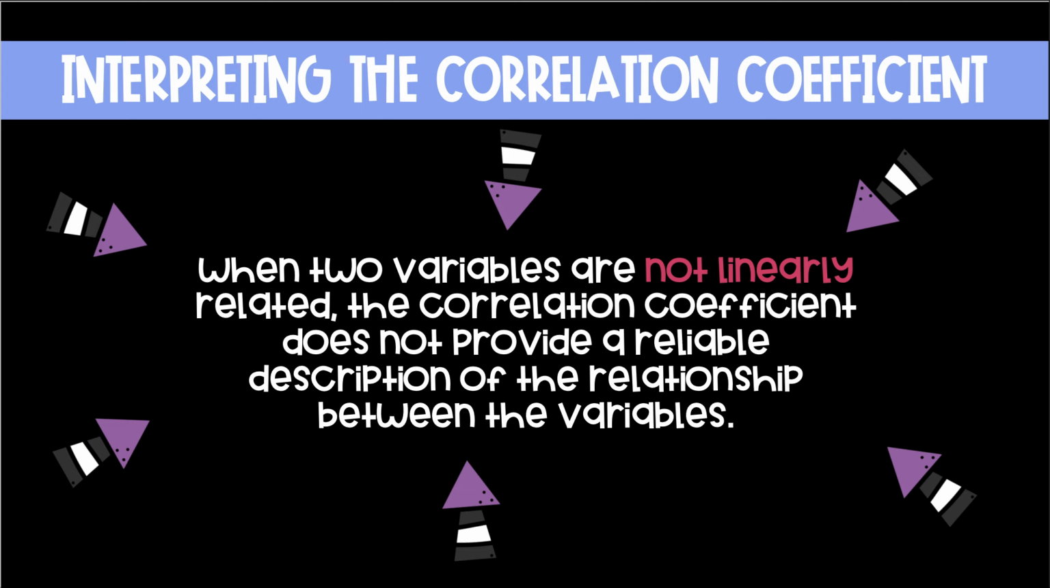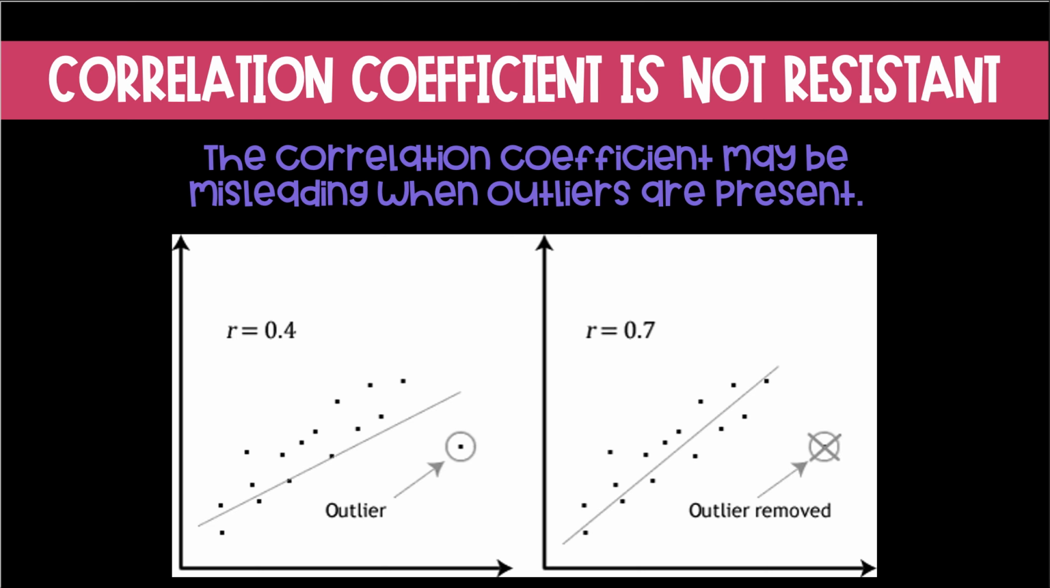Now, the correlation coefficient, I don't know if you remember the resistant definition. Remember, a resistant statistic can survive having outliers. It does not get affected by very large values or very small values in your data set. Well, the correlation coefficient is not resistant. If you have an outlier, then the correlation coefficient may be misleading.